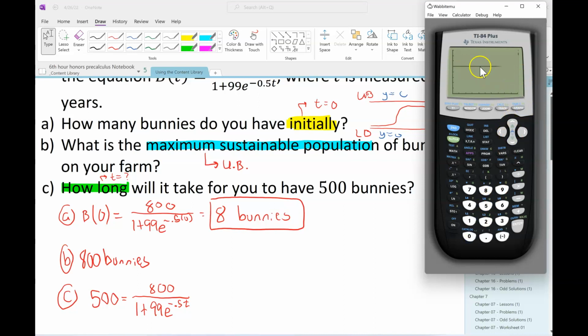The logistic we know is bounded, it has a lower bound at 0, so that makes a good y min, and an upper bound at this value for c, so 800, that makes a good y max. And going up by 100 seems appropriate. Let's hit graph. There's my 500 line. There's my logistic curve. Holy smokes, that happened pretty quick. It's almost like those idioms about bunnies were appropriate there. We'll do the intersect command, enter, enter, enter, and we get about 10.2 years.